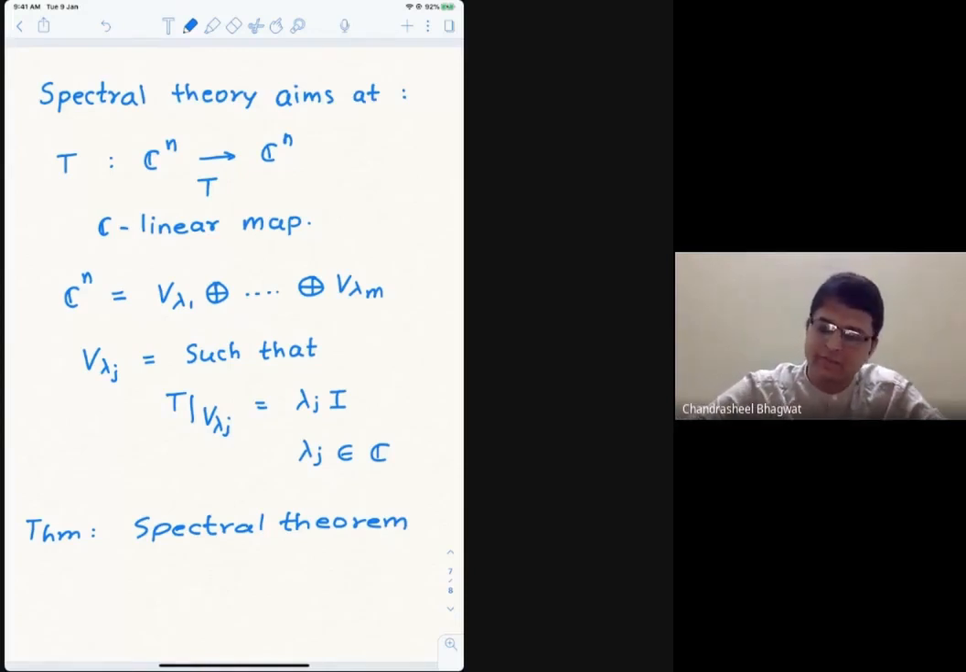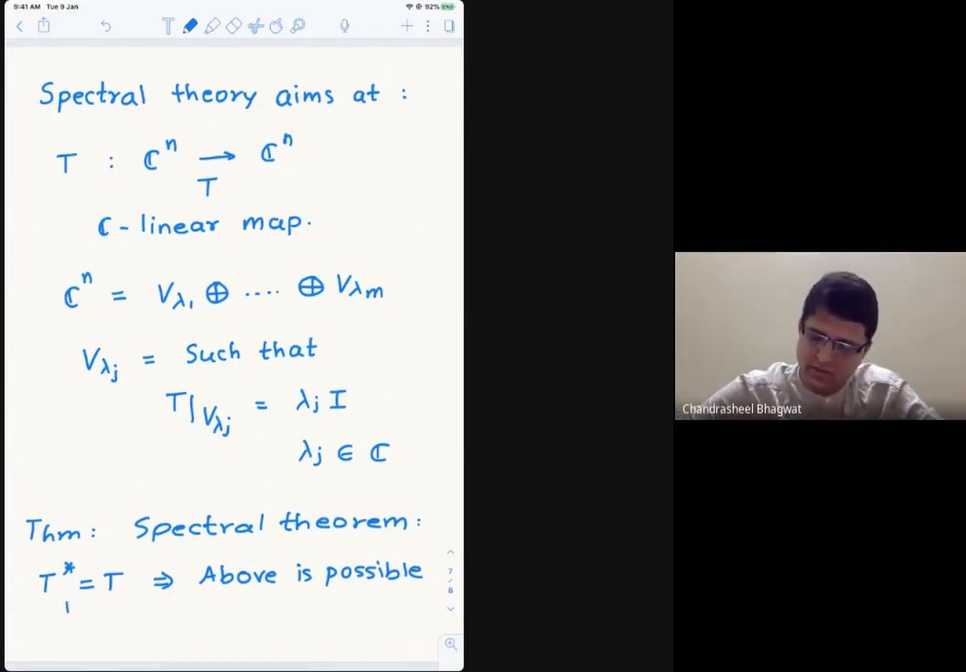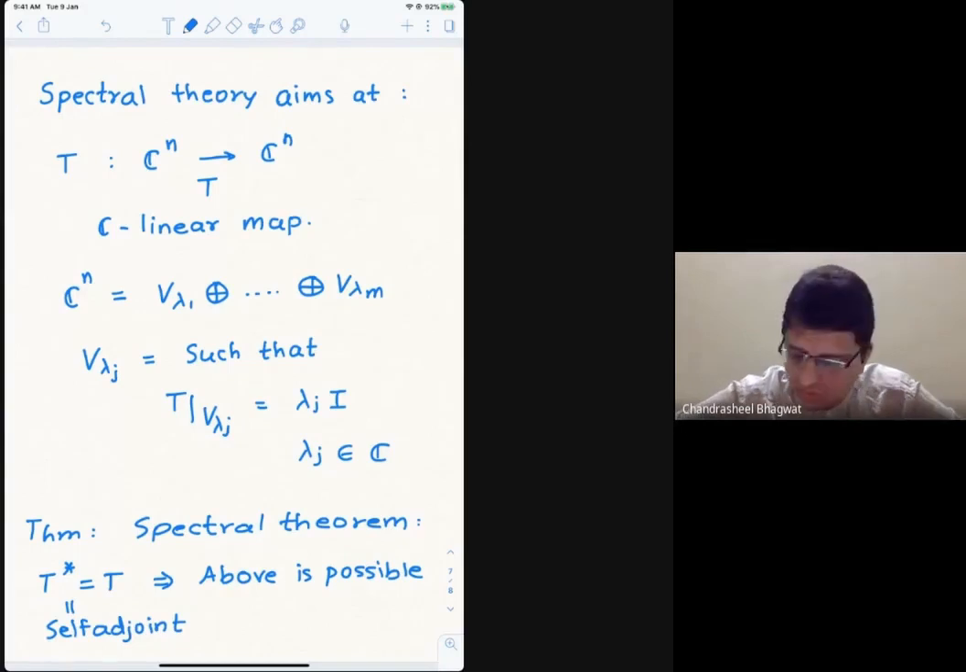So the spectral theorem says that if T star equals T, I'll just say in very short notation. What does T star equal to T mean? It also has a name. This condition is the same as saying that T is a self-adjoint linear map. For those who don't know what the adjoint of a matrix is, I'll just tell you what it is.